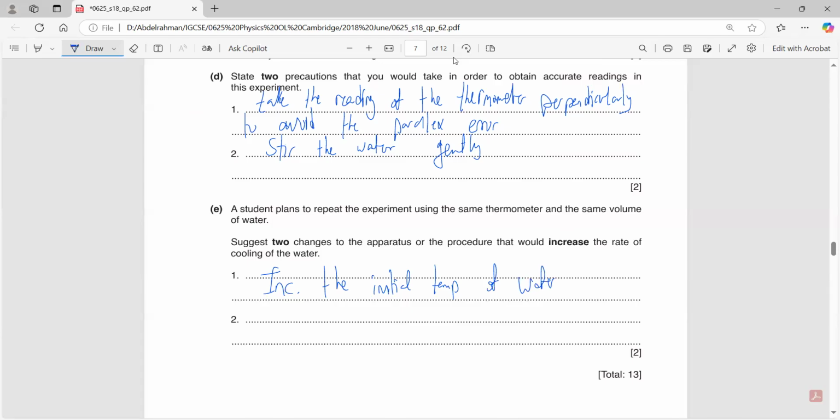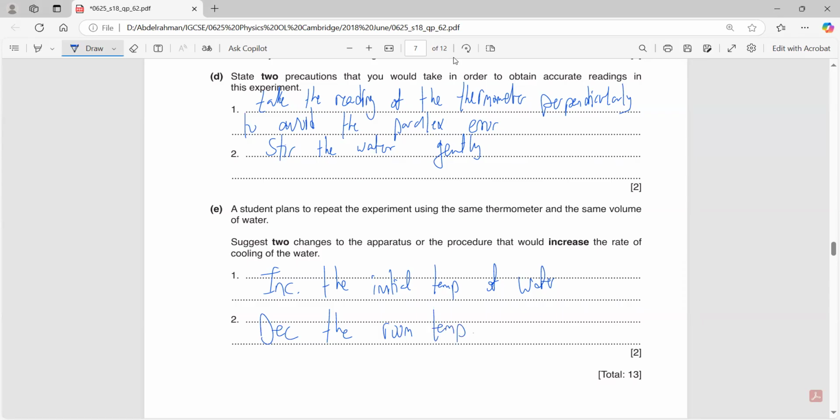If you increase the initial temperature of the water, it would give a much higher rate of cooling. You could also decrease the room temperature. The whole point is finding a larger difference between the initial temperature of the water and the room temperature. Whenever the difference between these two temperatures is much higher, the rate of cooling is much greater. So you can increase the initial temperature of the water, you can decrease the room temperature.